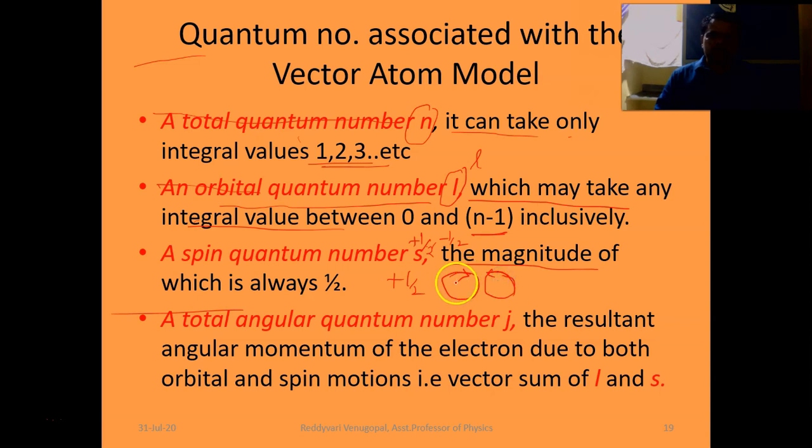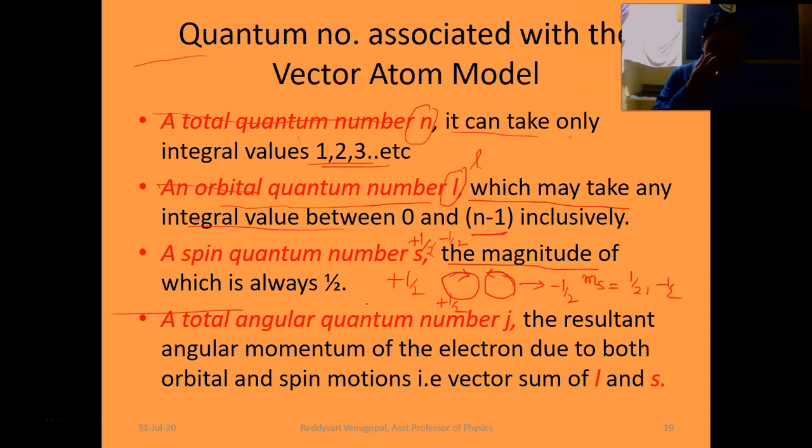For clockwise rotation of the electron, the spin quantum number value is plus 1/2. For anti-clockwise rotation, the spin quantum number value is minus 1/2. So the spin quantum number, that is s, in some textbooks they represent with ms also, but it can take values only either plus 1/2 or minus 1/2.